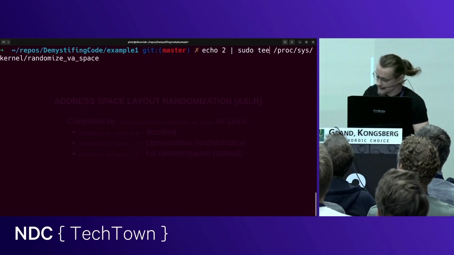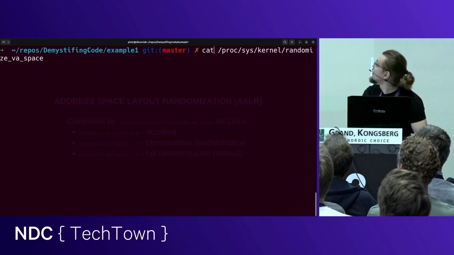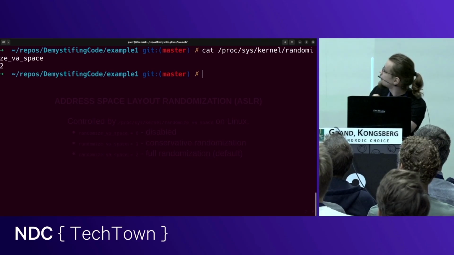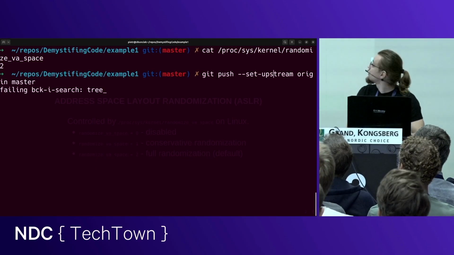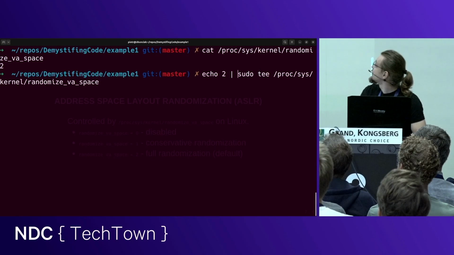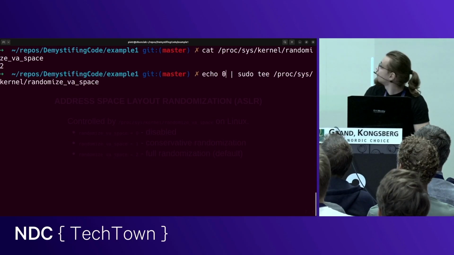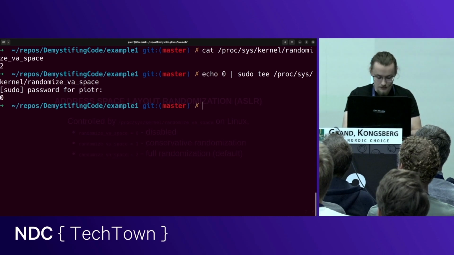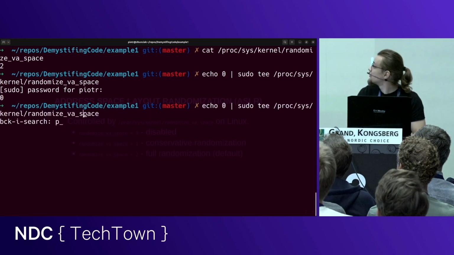Let's display it. Okay, so the value now is 2. So it's default. It's turned on by default. But what I can do, if I set it to 0, and then I try to run the pmap.